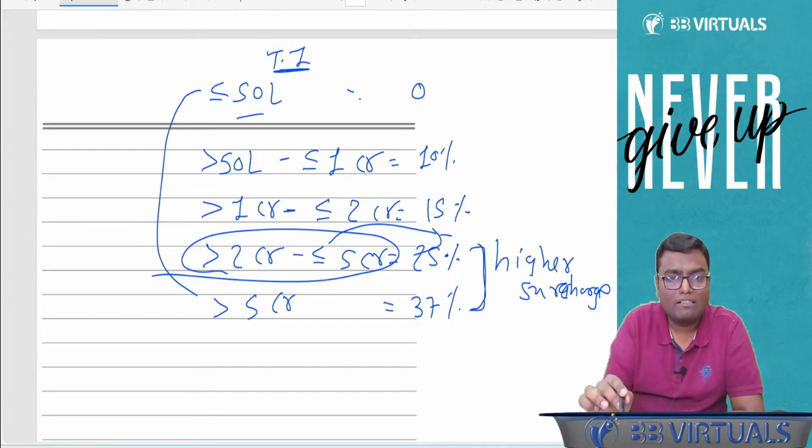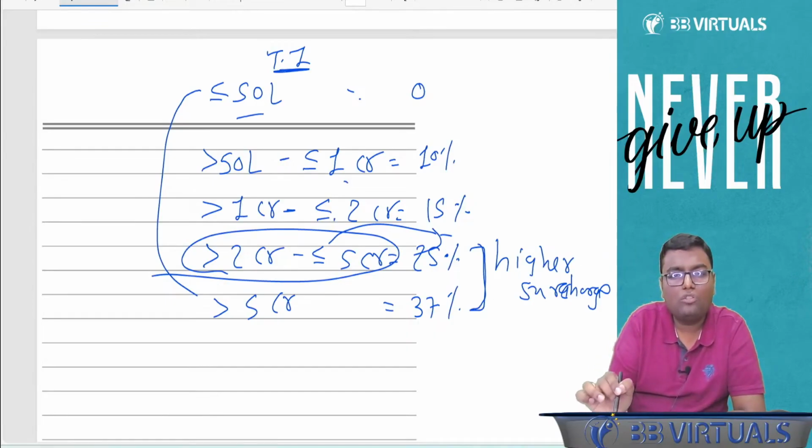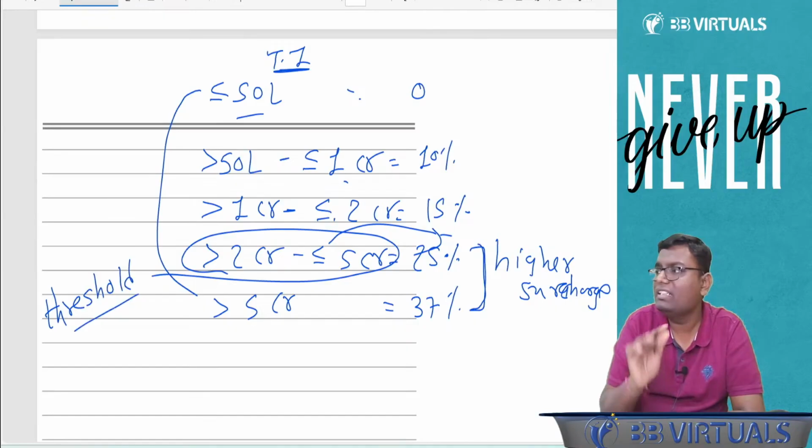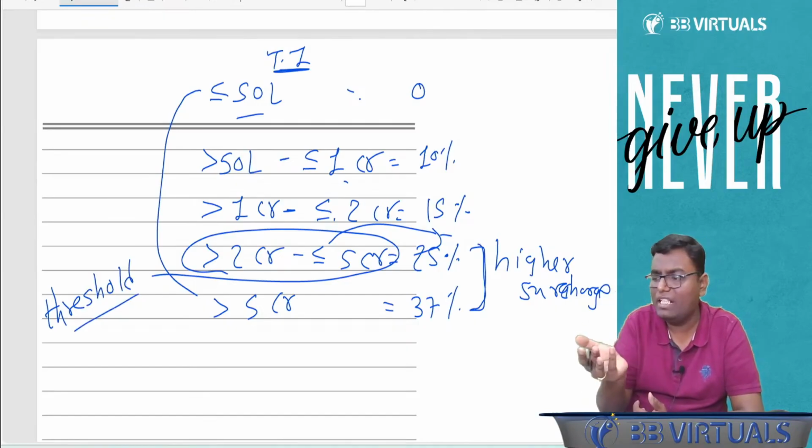Achha, all these limits, 50 lakh, 1 crore, 2 crore, 5 crore, are called threshold. What will it be called as? Threshold. Threshold means basically limits. Limits, the second name is what? Threshold.